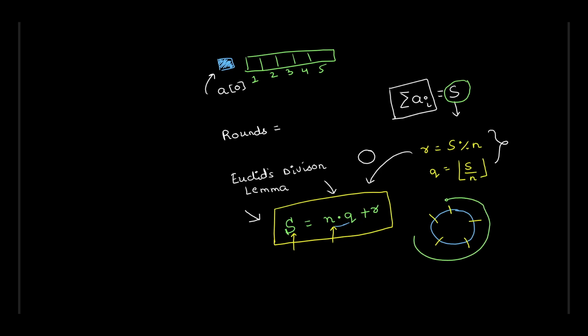So, one time you walk, you encounter n different persons, and then you walk another time, you will have covered n more. If you do this walk q times, you will get this number n into q. So this q is nothing but the number of full walks on the circle.